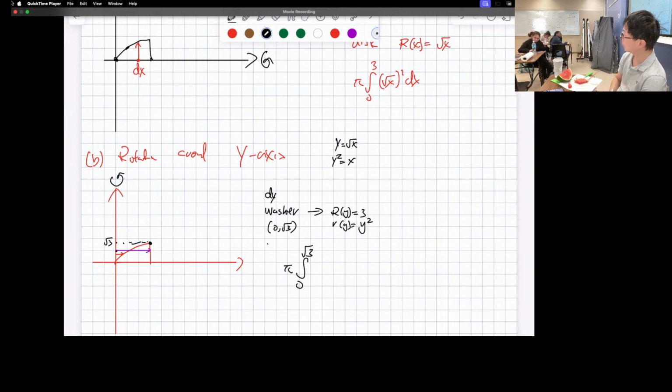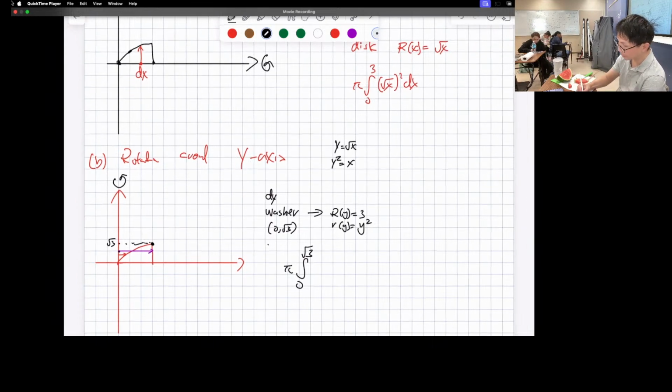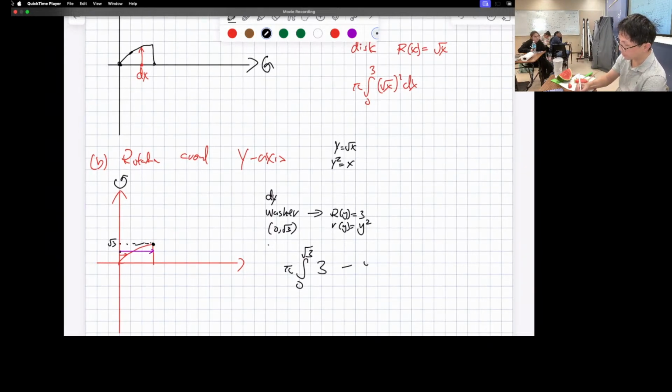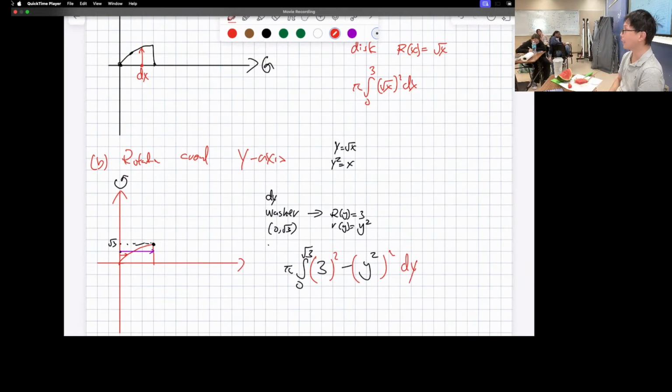What's the big R here? 3. And what is small r? And don't forget what? Square. You have to put a parenthesis and square. This is already squared, but I still have to square again. And then dy. Don't forget dy. Then you're done.